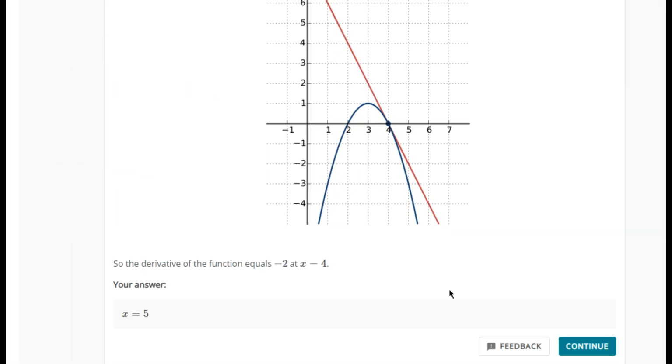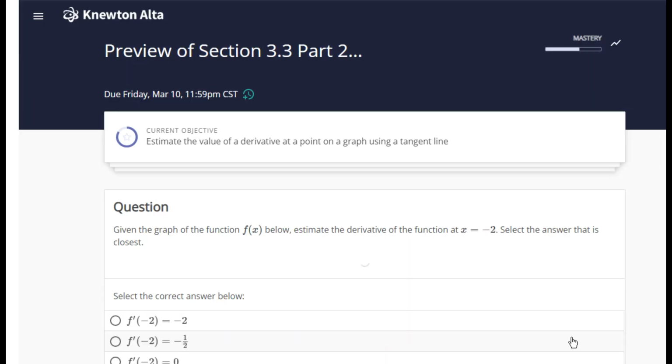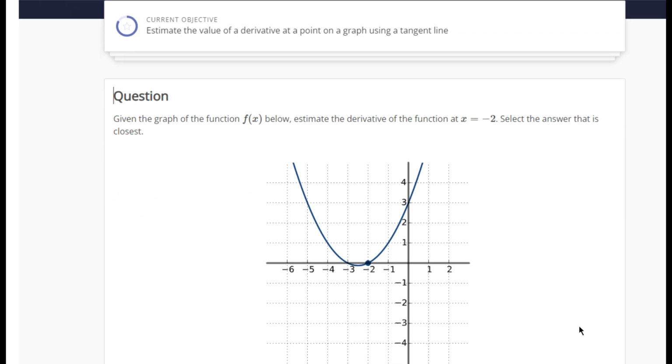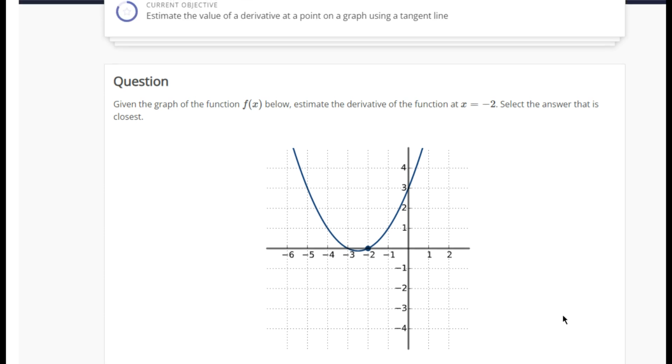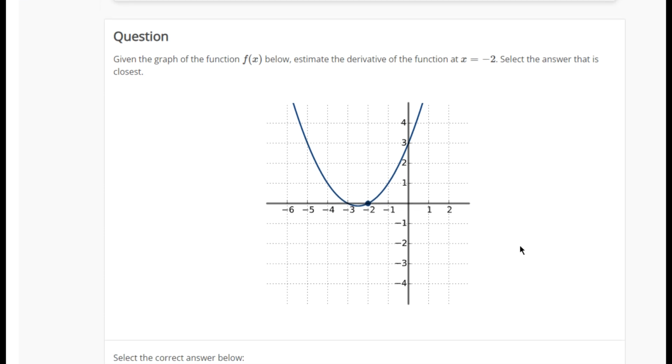So, oops. All right, let's do it again. Oh boy, here they don't give us any points. They just want us to declare which one has f prime being -2.